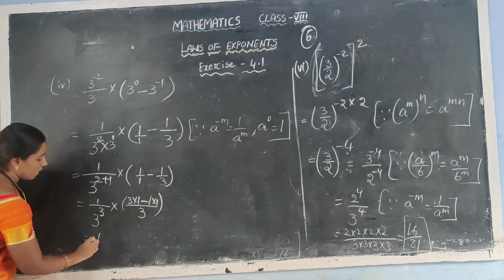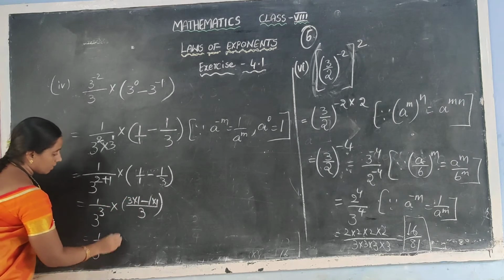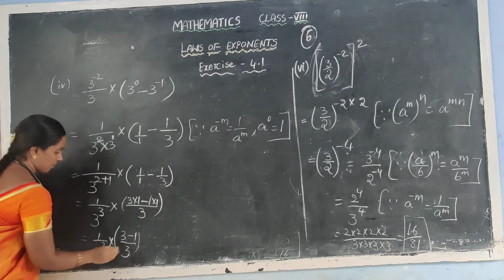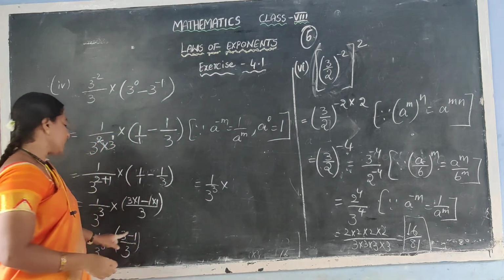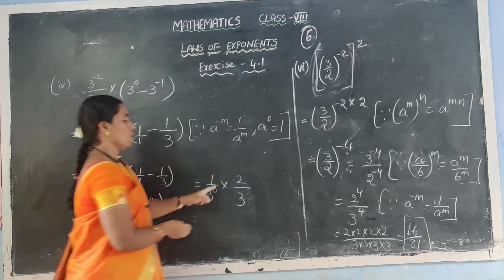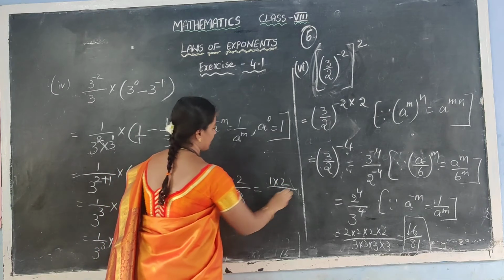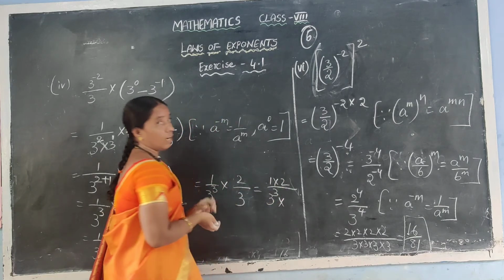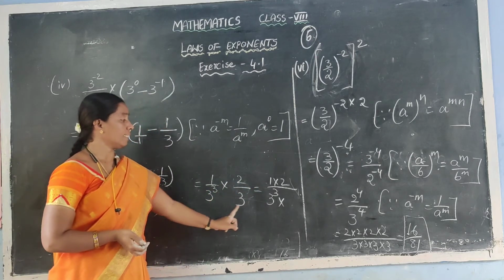So 1 by 3 cube into 3 minus 1. 3 ones are 3, so 3 minus 1 by 3. Okay, so 1 by 3 cube into 3 minus 1, how much? 2 by 3. Okay, so now the product of fractions. What is the product of fractions? Numerator into numerator by denominator into denominator.